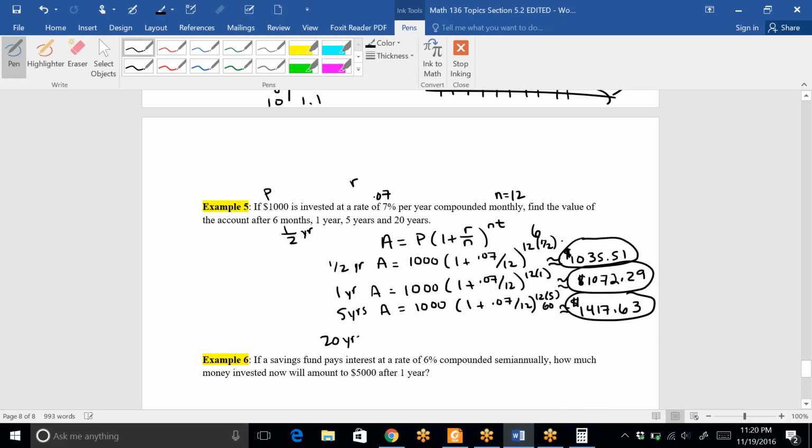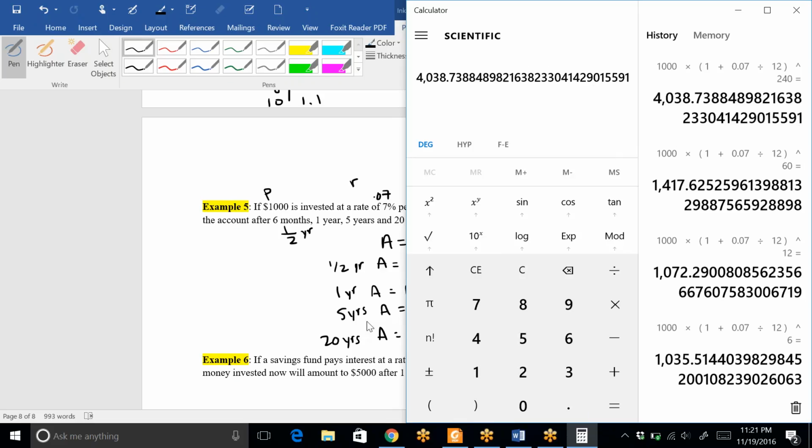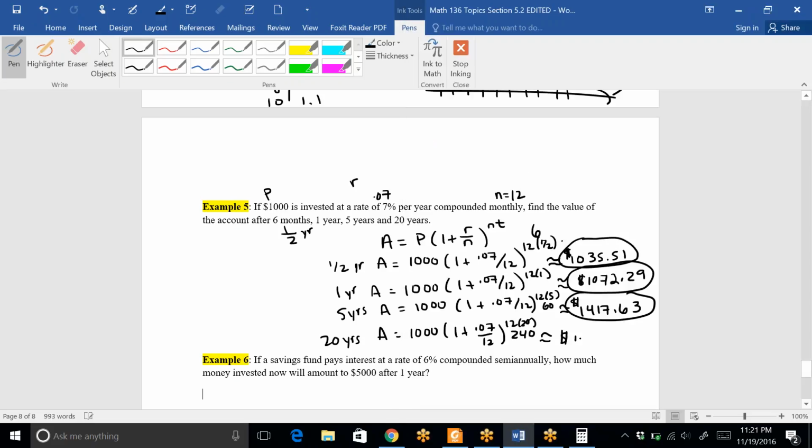And then after 20 years, which is quite a bit of time, our formula stays exactly the same, except now it's 12 times 20 on the outside for years, which is a 240 exponent. So 1,000 times parentheses, 1 plus 0.07 divided by 12, close parentheses, raised to the 240th power. That's 4,038.74. Now that's not a lot of money, but you only invested $1,000 at the beginning. So the more you invest, obviously you'd see bigger returns on this.